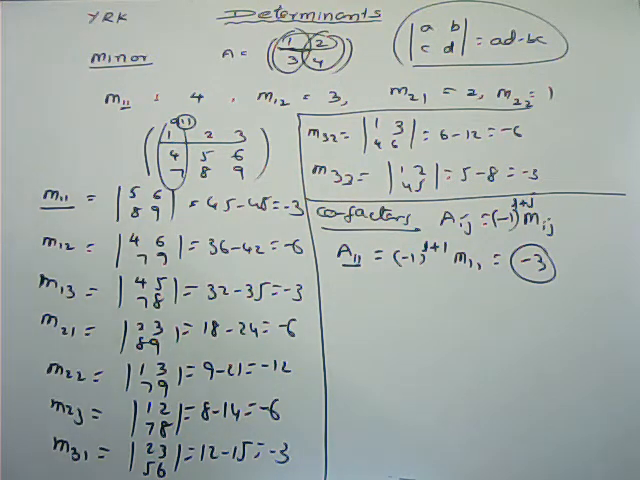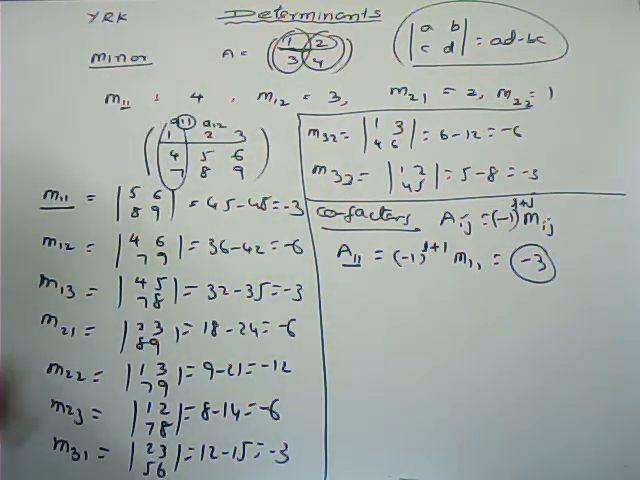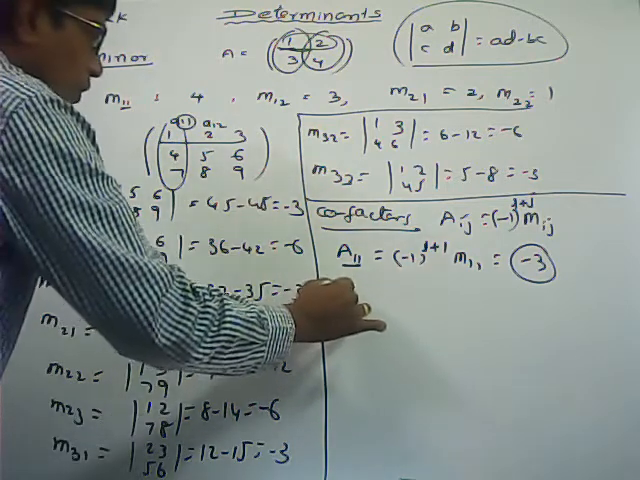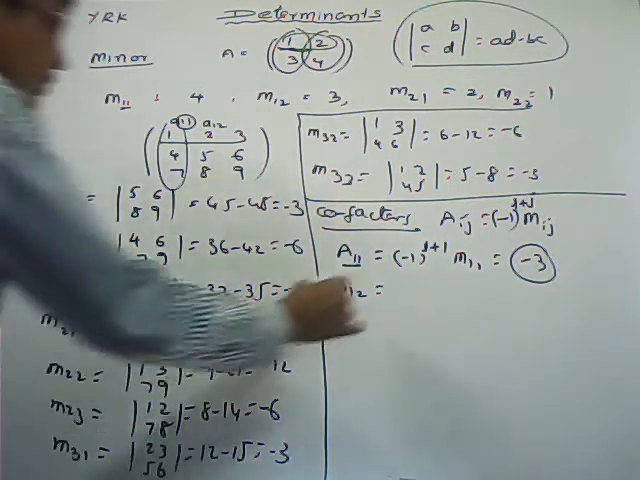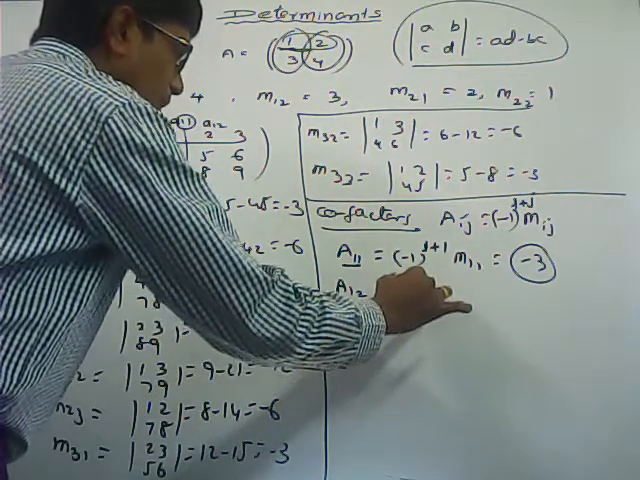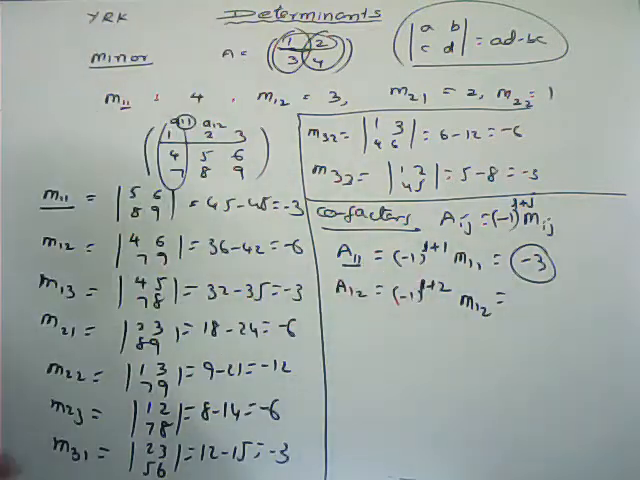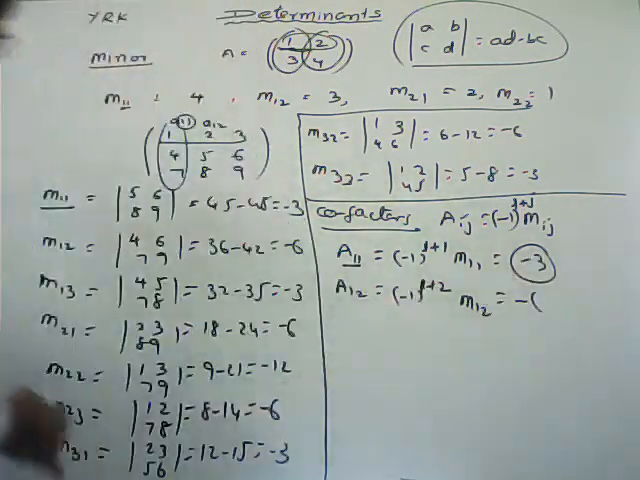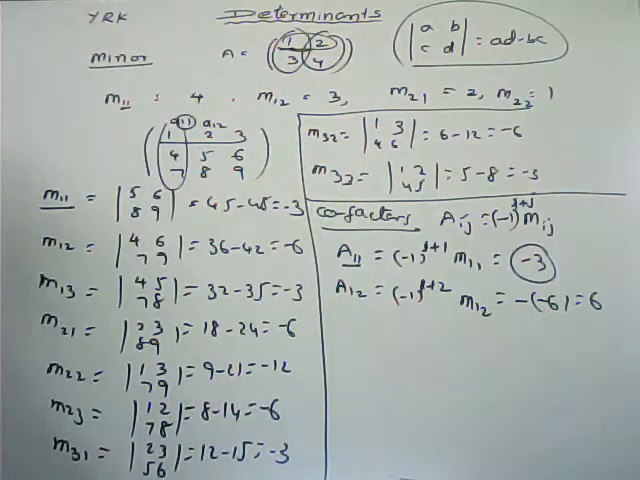For the elements which are present in odd positions, for example, this is the first row second column element. Now I am going to find the cofactor of A12, the first row second column element, which is equal to minus 1 whole power 1 plus 2 into M12, that is minus 1 whole cube, you get minus only. And what is M12? That is minus 6. Minus of minus 6 is equal to 6. Here 1 plus 2 is 3, so A12 is in an odd position.